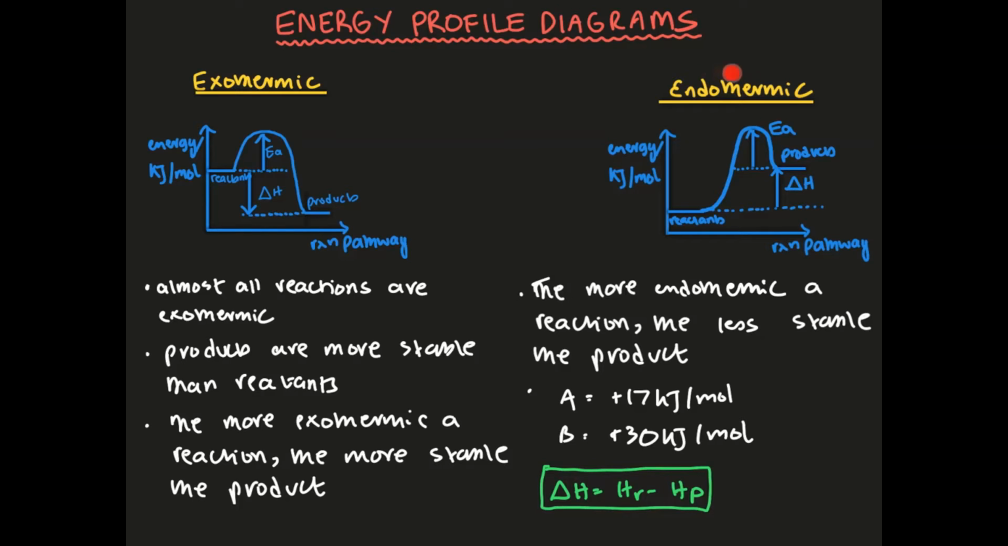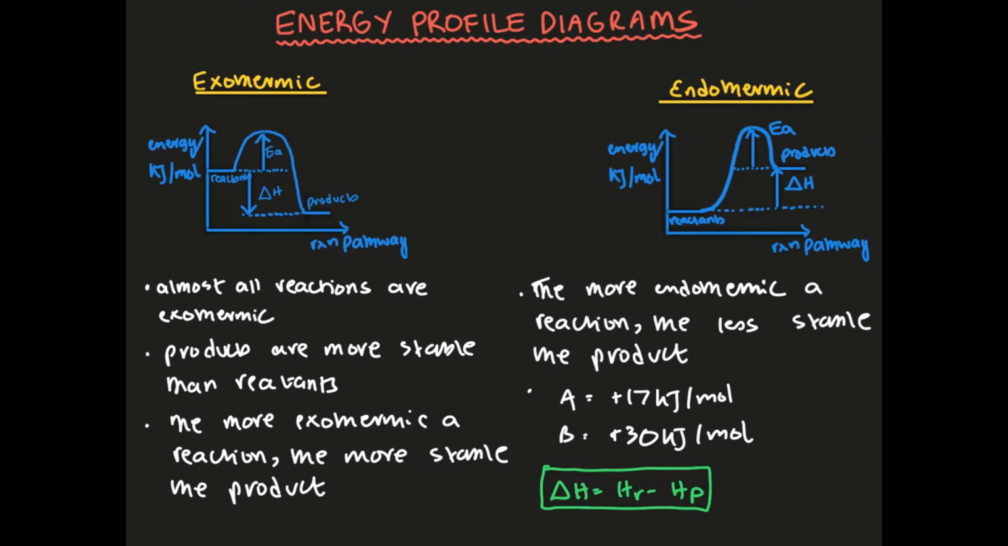Now let's talk about endothermic reactions. Now for this, the products are going to be at a higher energy level than the reactants. So your activation energy is going to go over here from the reactants to the peak over here, and your enthalpy change will go from the reactants to the products over here. So in this case, it's going to be pointing upwards because your delta H is going to be positive since the products are at a higher energy level.